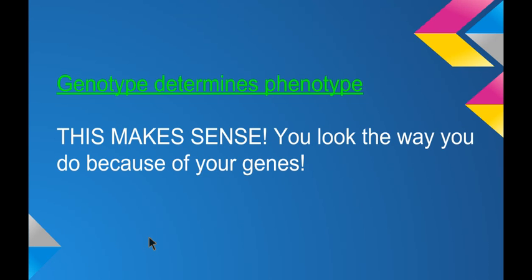Your genotype determines your phenotype. This makes sense. You look the way you do because of your genes. Your genes tell your cells what to do, how you should look. Your DNA, which contains all of your genes, tells your cells exactly how you should look. So your genotype determines your phenotype. Your genes determine your physical traits. Make sure you get this down in your notes and underline it because it's super important.